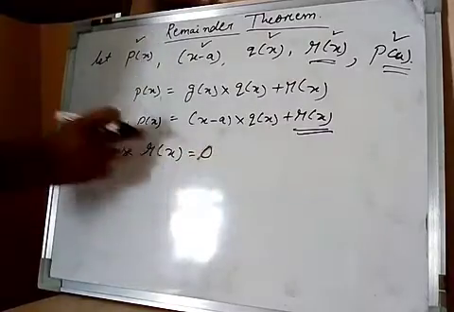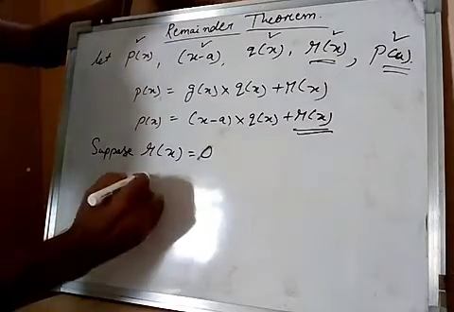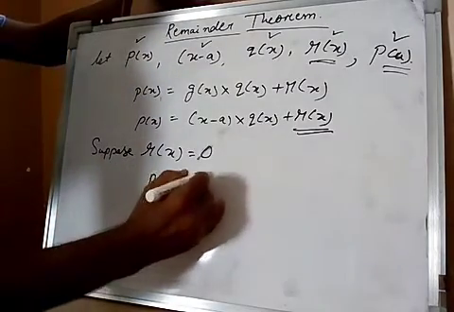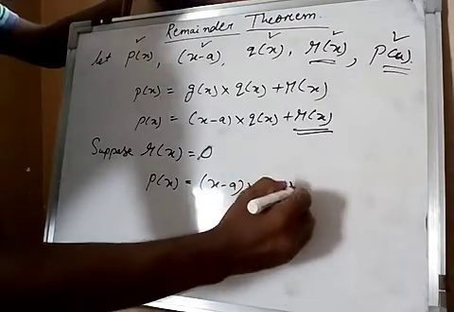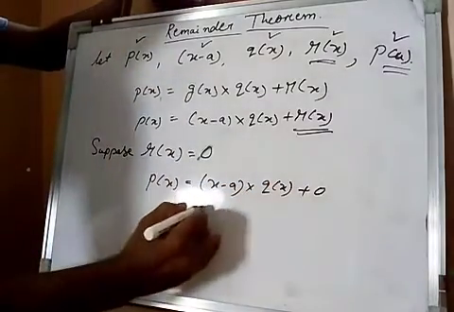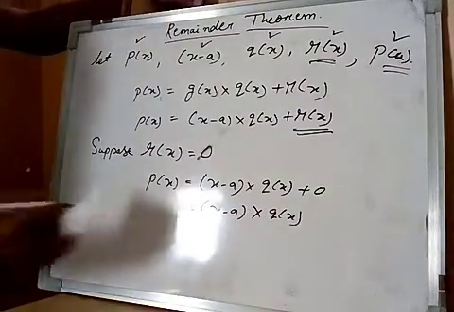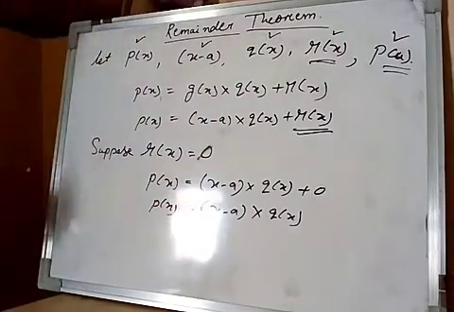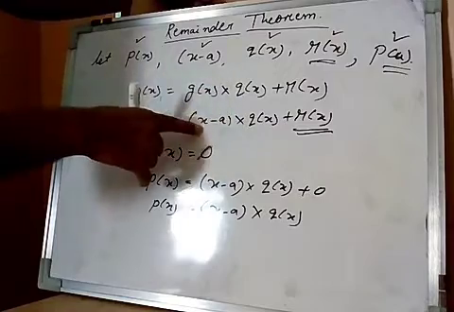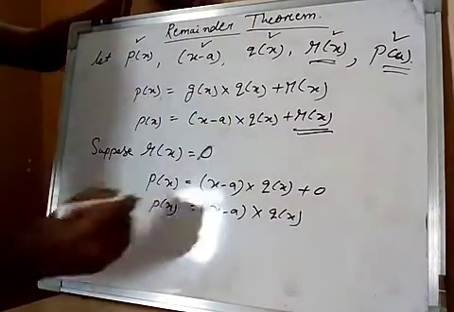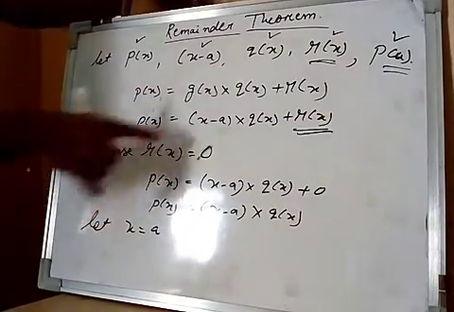If the remainder is 0, then px is completely divided by x minus a, and the quotient will be qx. So here we can write px equals x minus a multiplied by qx, and this is 0. Now if x minus a divides px, then for making this equation 0, we take x minus a, let x equals a, then only it will be 0.